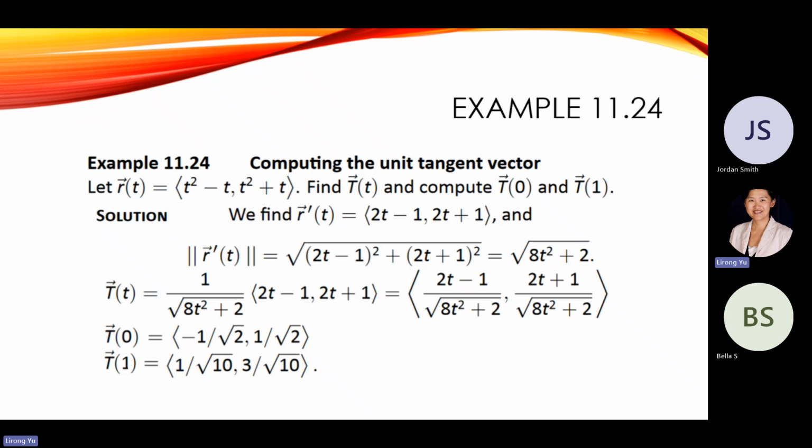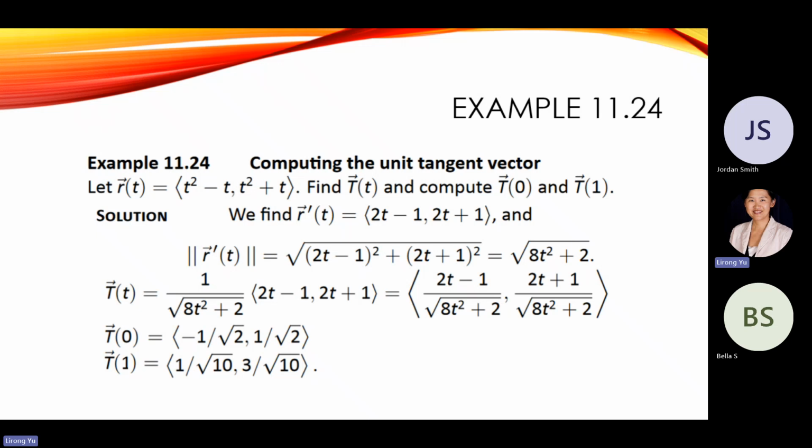As you can see, T0 is negative, 45 degrees this way. And then T1 is when t equals 1, and we have an angle. That's how the special angle is 1/√10 and 3/√10. It's not like we know it beforehand. Any questions?